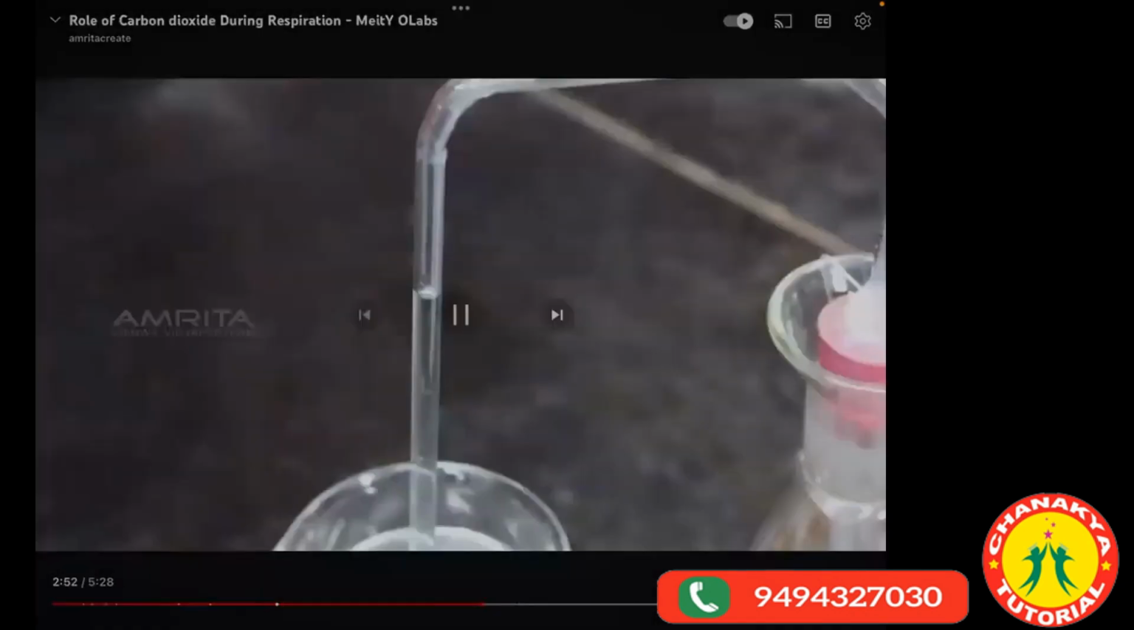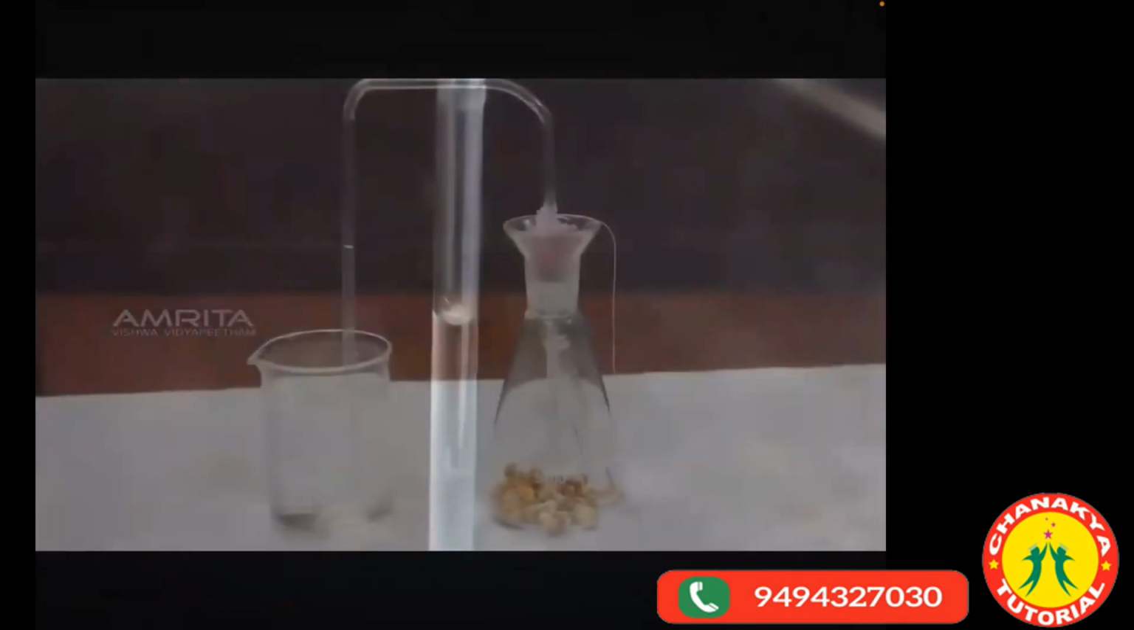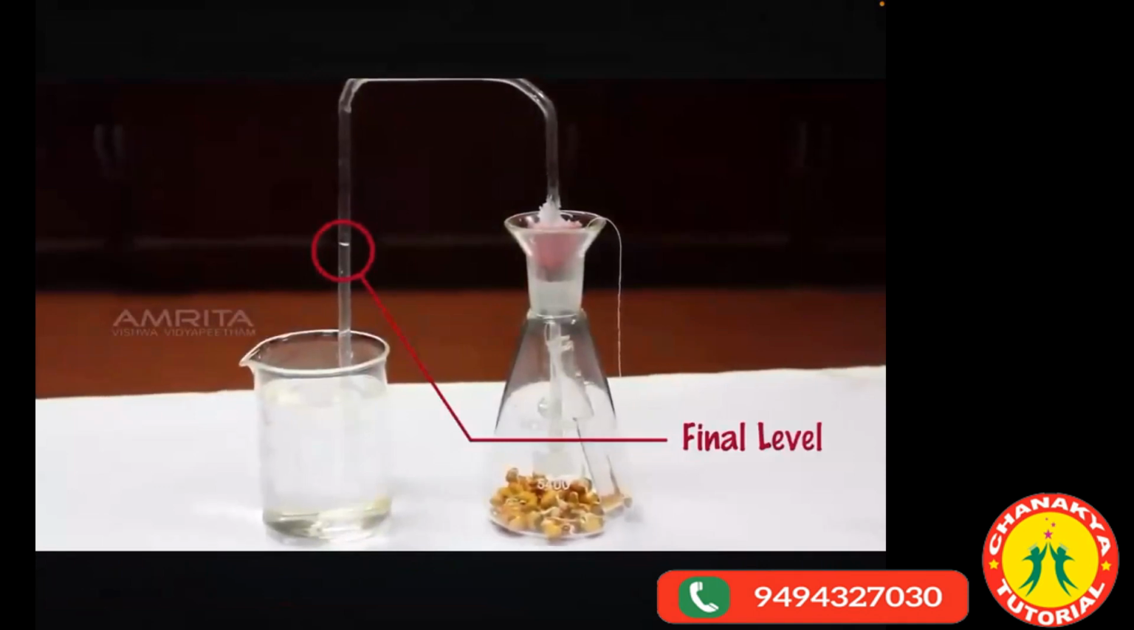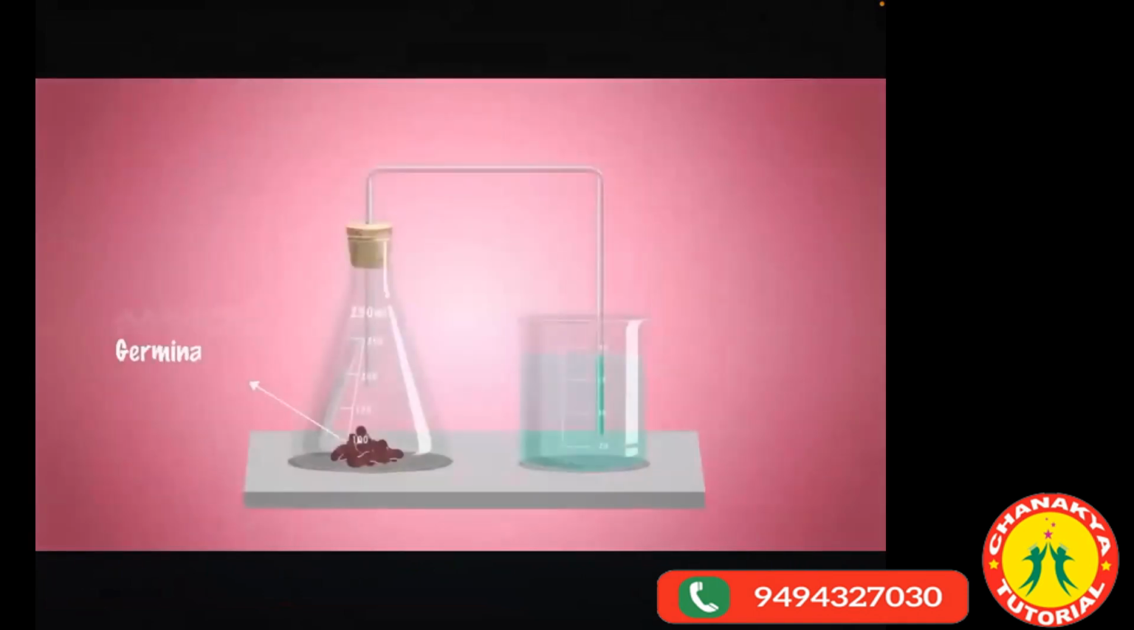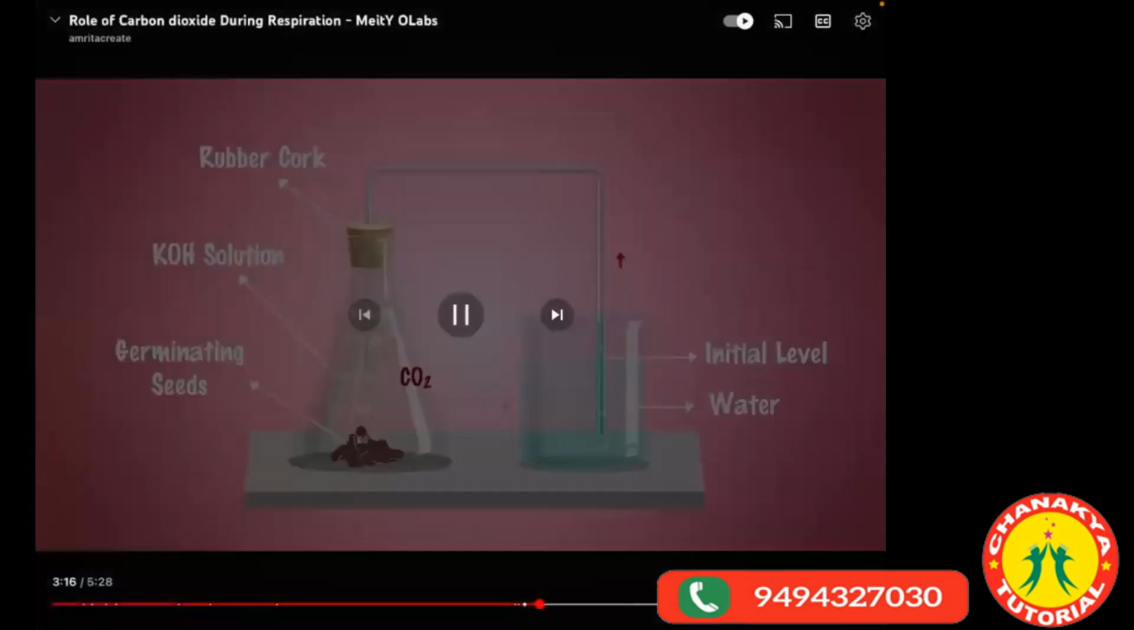Keep it undisturbed for 2 hours. After 2 hours, you will see that the level of water has risen in the delivery tube at the end dipped in the beaker of water. Note this level as the final level. The germinating seeds in the conical flask release carbon dioxide during respiration, which is absorbed by the potassium hydroxide solution kept in the small test tube. This creates a partial vacuum in the flask.